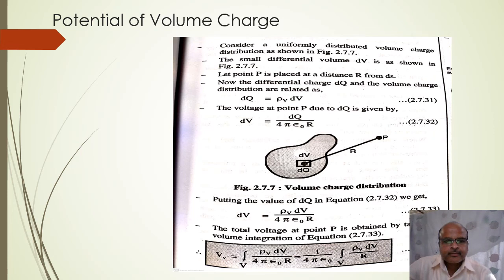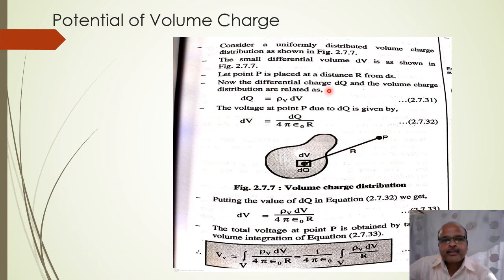Then next, potential of volume charge. Consider a uniformly distributed volume charge distribution as shown in the figure. This is any closed surface. The small differential volume dV is as shown in the figure. Let point P be placed at a distance r from dV. So this point P is placed at a distance r.